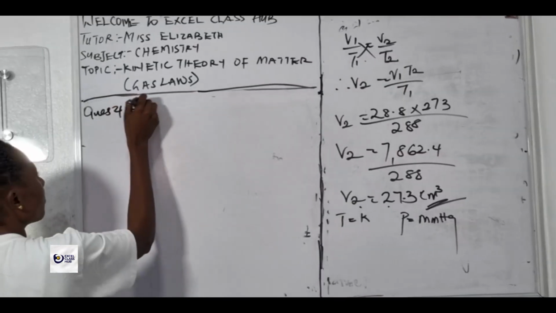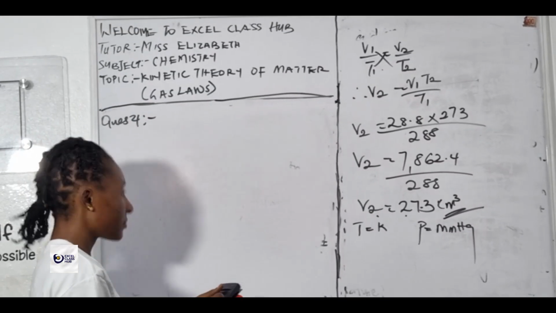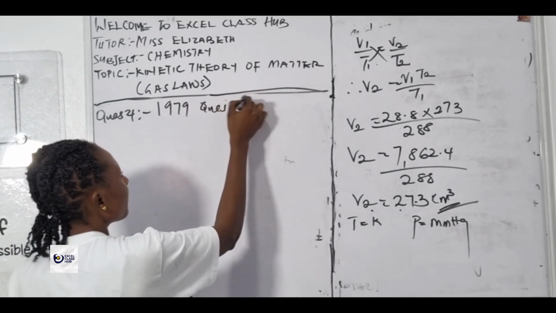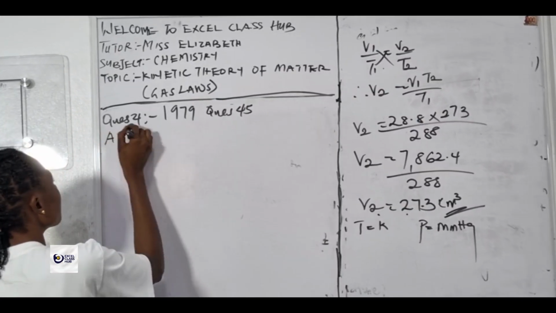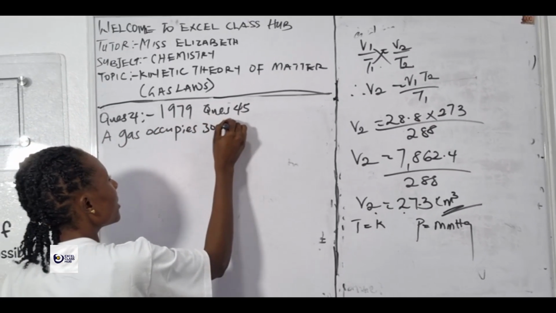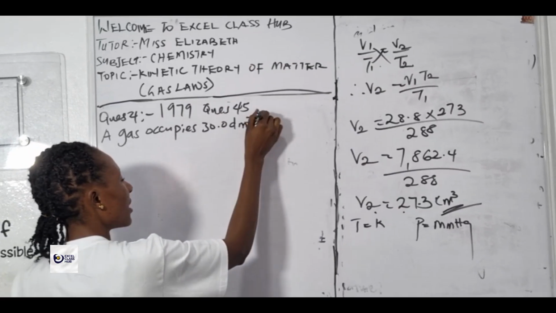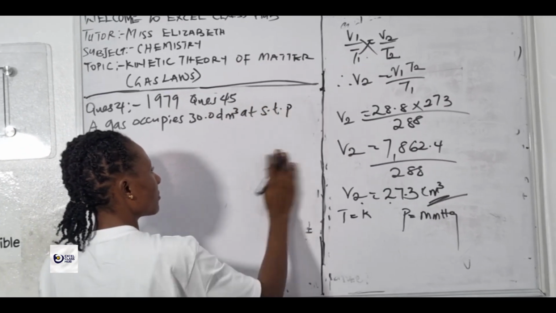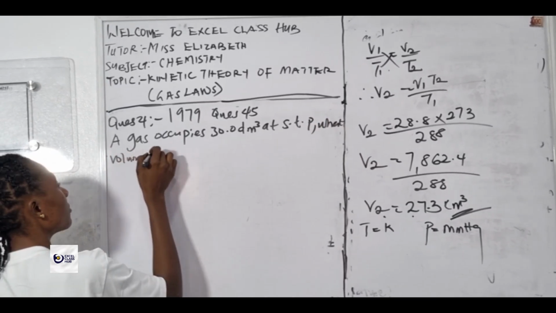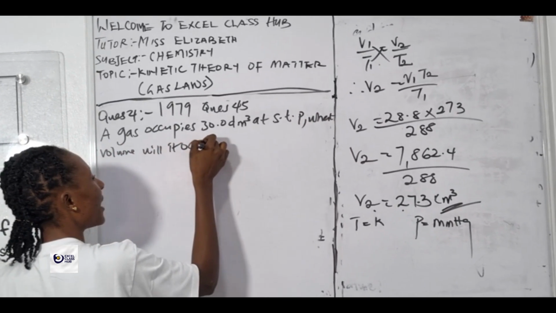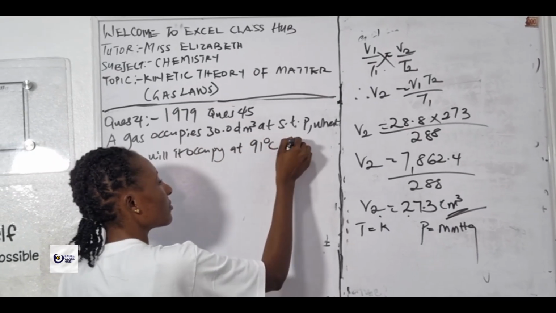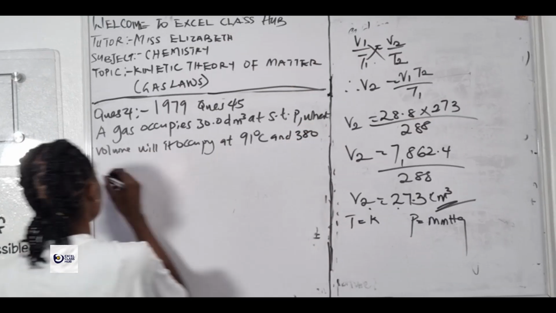Question 45, for the year 1979. It says a gas occupies 30.0 dm cube at STP. What volume will it occupy at 91 degrees Celsius and 380 millimeter mercury?